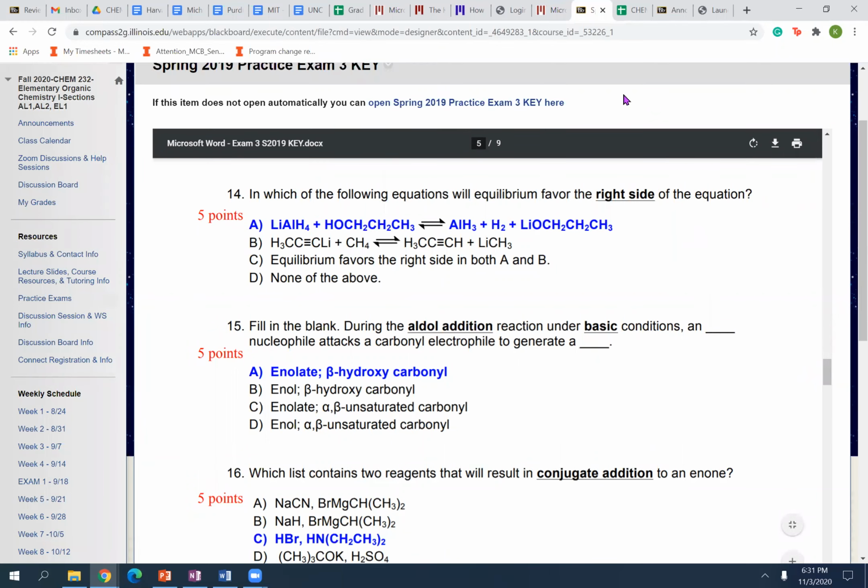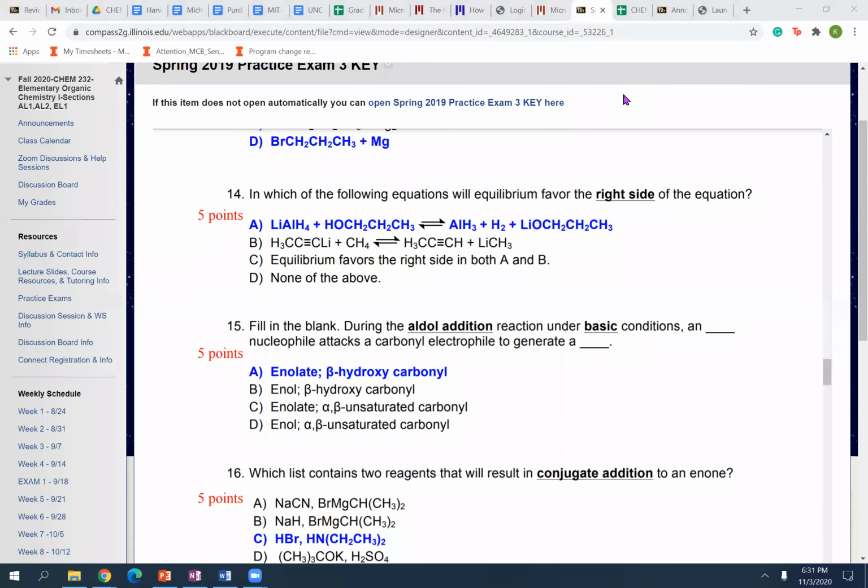So just like we were talking about in office hours with this problem, we know that equilibrium is going to favor the side that is opposite of the stronger acid. So I'm going to write that out here, that we're going to favor the side opposite of the stronger acid. So what we have to do here is identify which acid is the stronger acid.